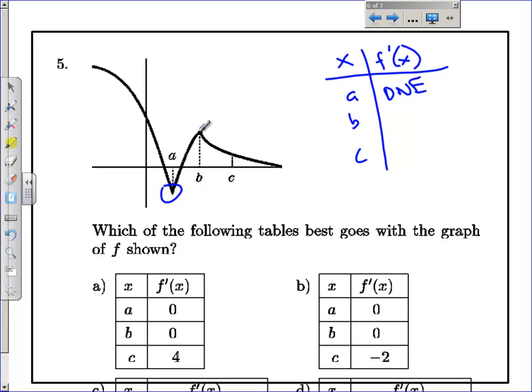At b, this is like a little shark fin. From the left, I've got some positive slopes, but then immediately it turns to negative slopes. Teetering tangent line, I don't know what the unique derivative is there. Therefore, it's also a sharp turn. Cannot find a derivative at b.